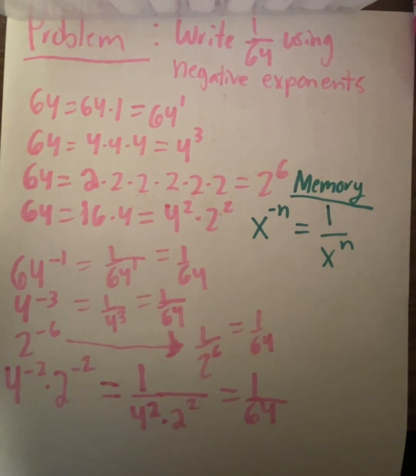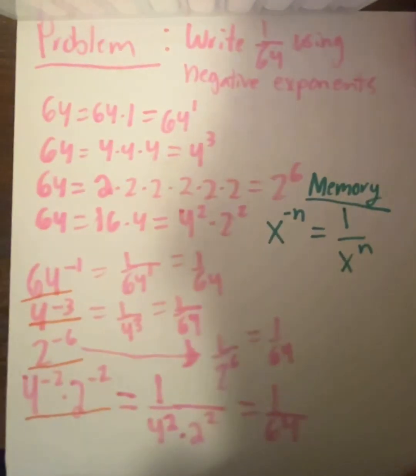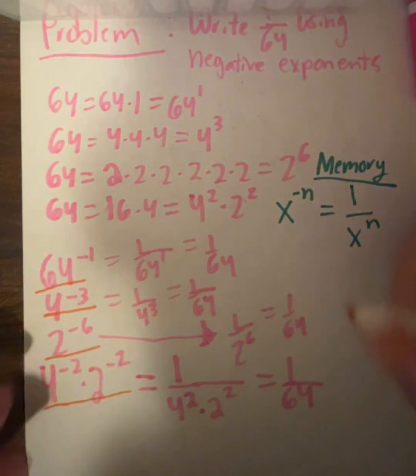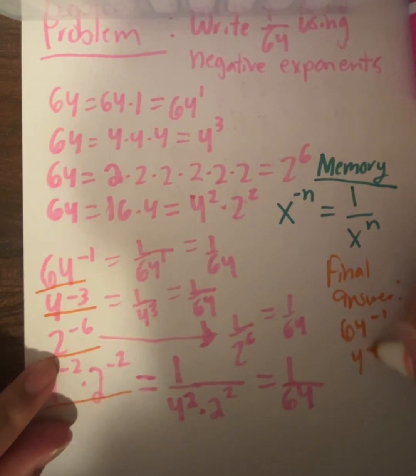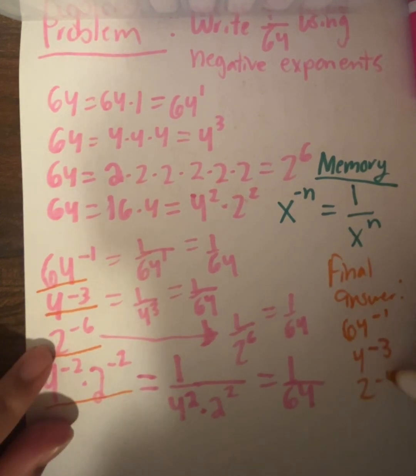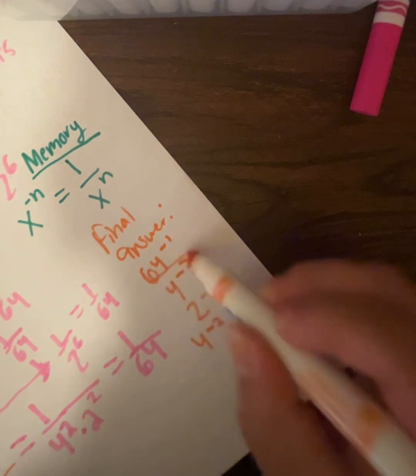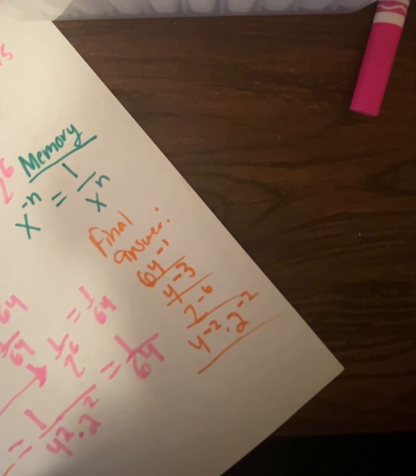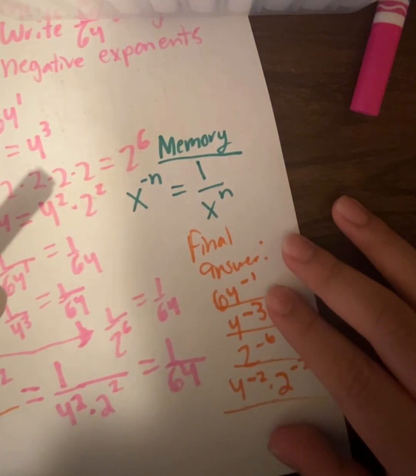And so our final answer can be any two of these 4 equivalencies. We can just write in the final answer: 64 to the negative 1, 4 to the negative 3, 2 to the negative 6, 4 to the negative 2 times 2 to the negative 2. These 4 will be your final answer.